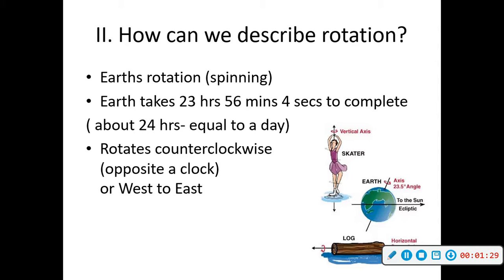So rotation, just to give you a sense of what it means, is spin on the axis. So think of a figure skater spinning in a circle, except the Earth is tilted on its side by 23.5 degrees. The Earth takes 23 hours, 56 minutes, and 4 seconds to complete one rotation. We know that a day is 24 hours.